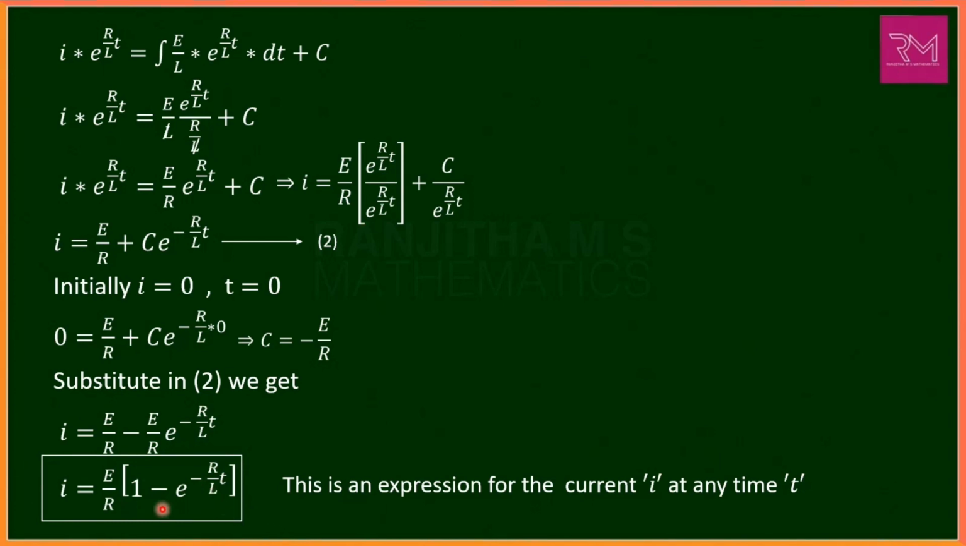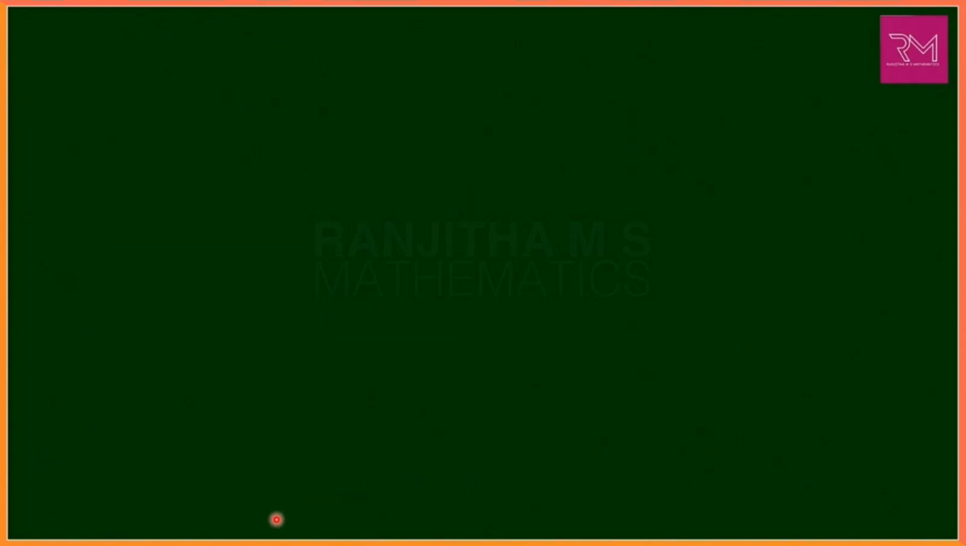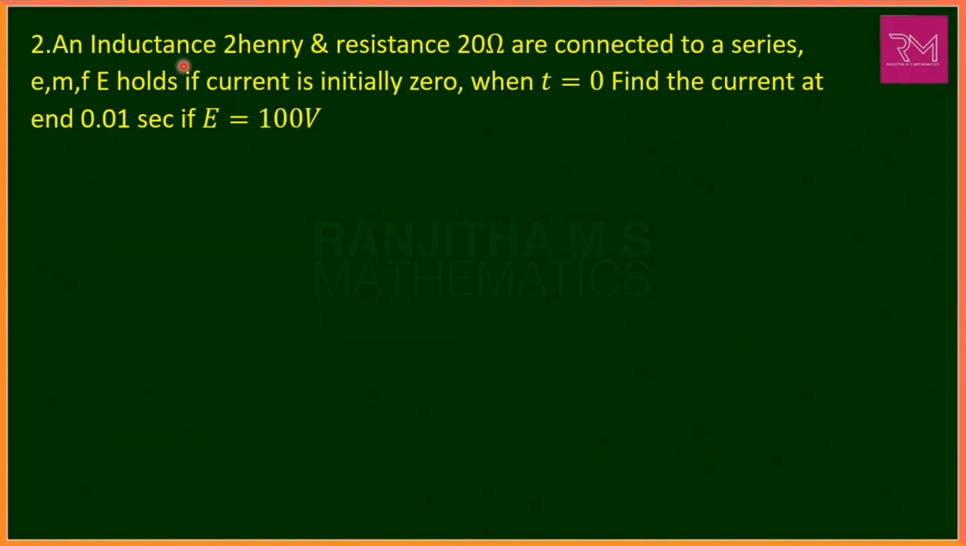So we have to remember this formula to solve problems. This completes the problem. Next we shall move on to another problem. An inductance of 2 Henry and resistance of 20 ohm are connected in series with an electromotive force E. If the current is initially 0 when t is equal to 0, find the current at the end of 0.01 second if E is equal to 100 volts.